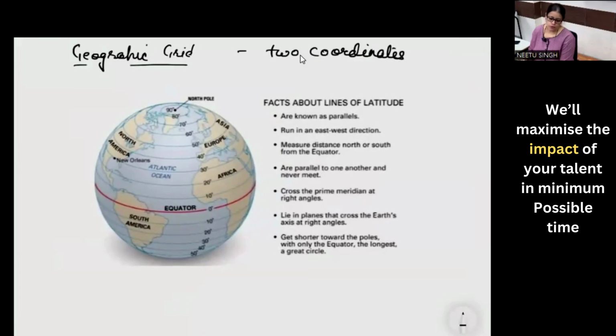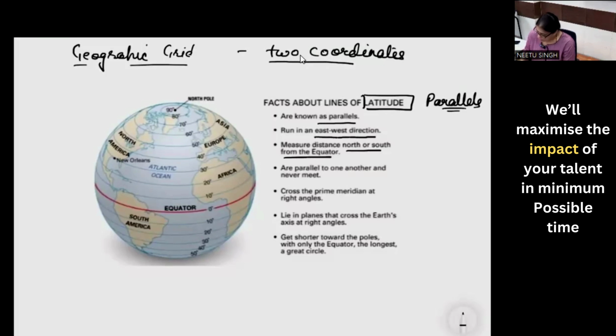Absolutely straightforward, questions have been asked in prelims, so it should be easily available and clear with us. Take the reference of one point and it will be understood easily. 2 coordinates. The first is called latitude. Latitudes are also called parallels. Why are they called parallels? It is clearly written here, known as parallel. They run east-west in direction, measure distance north and south of equator.